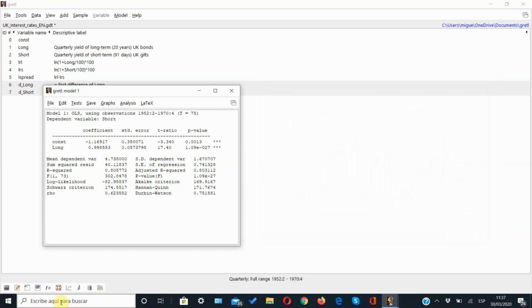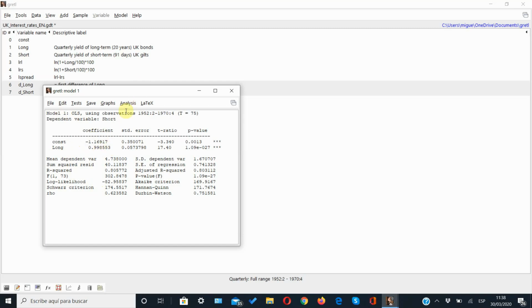Another interesting implication of this result is the following. This coefficient here is very close to 1. This means that if we write the regression equation, we could move this coefficient times long to the left-hand side of the equality. And then we would have short minus long equal this value plus the error term, the residual. This means that the difference between the short and long-term returns, which is called spread in finance, is stationary with a negative mean.